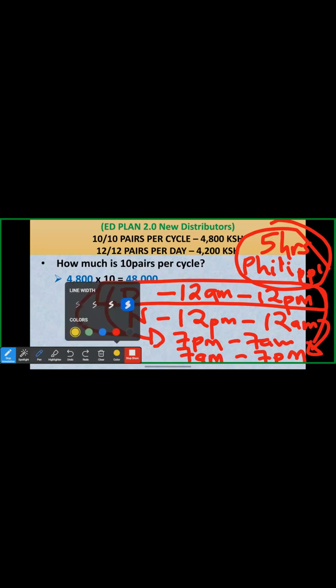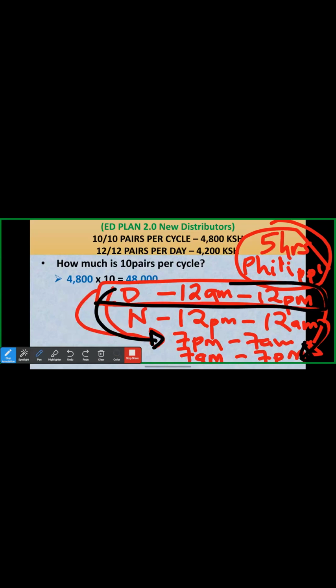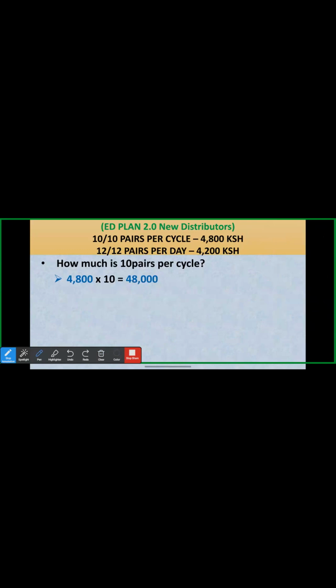I know there is a lot, but I told you, if you are here to sleep, this session will not benefit you. So this is the day cycle in Kenya, and this is the night cycle in Kenya. Are you together? So those are two cycles. In the day cycle, you can enjoy 10 pairs. In the night cycle, you can enjoy 10 pairs. But if you are at pair 301 and above, you can enjoy 12 pairs during the day and 12 pairs during the night.